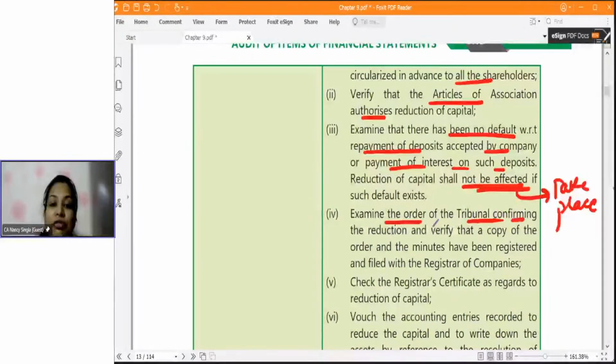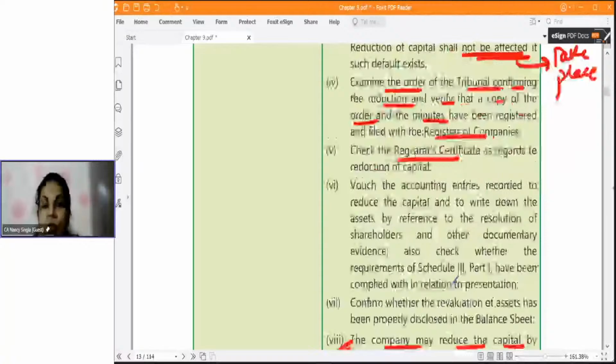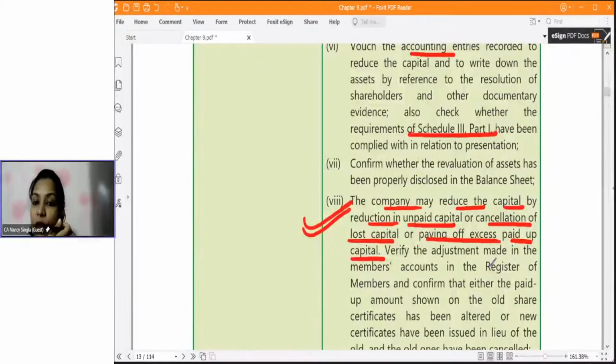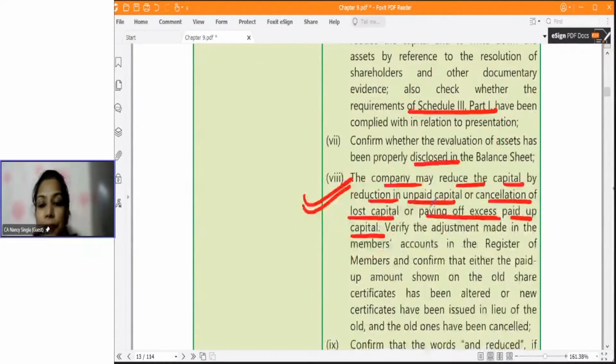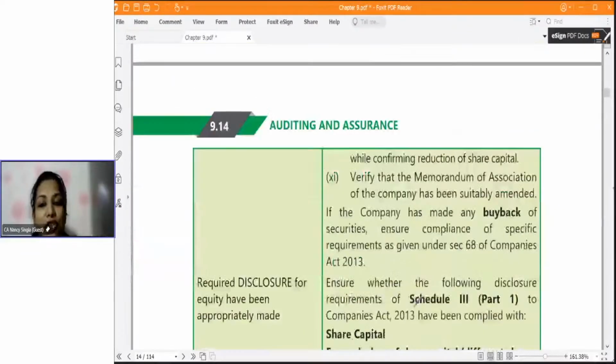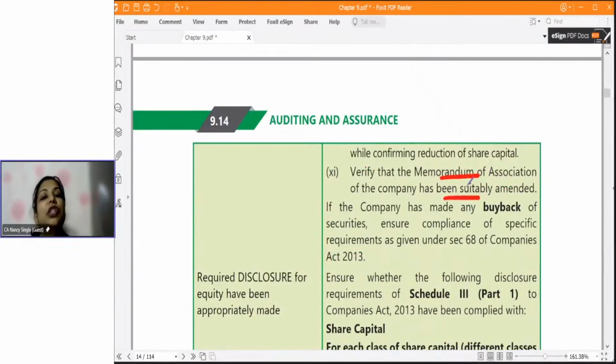Examine the order of the tribunal confirming the reduction and verify the copy of order and minutes have been filed with the ROC. The ROC certificate will then come, check it, check the accounting entries, and if there is revaluation, according to Schedule 3 see what the requirements of disclosure are, okay. Then with respect to the certificates, alter the old certificates, cancel them and issue new ones. Confirm that the words "and reduced" if required by the order of the tribunal have been added and check if the company has complied with all terms and conditions of the tribunal. Further verify whether the memorandum of association has been suitably amended or not, okay. And if it is by way of buyback then the provisions of section 68 will be applicable, whether that has been complied with or not, okay.